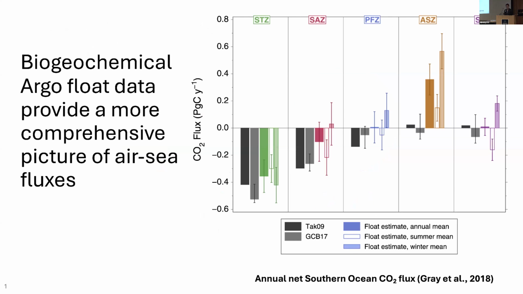Biogeochemical Argo float data can provide a more comprehensive picture of air-sea greenhouse gas fluxes. This is a great paper from Allison Gray, just looking at carbon dioxide fluxes from the Southern Ocean. And without going into too much detail, essentially, the biogeochemical Argo floats allow us to resolve scales of variability that shipboard measurements cannot.